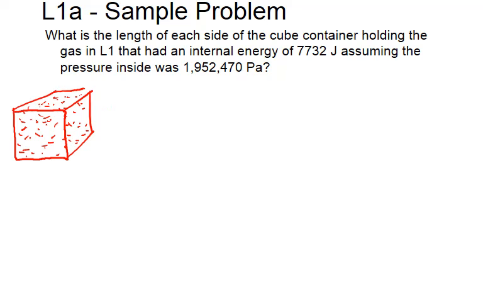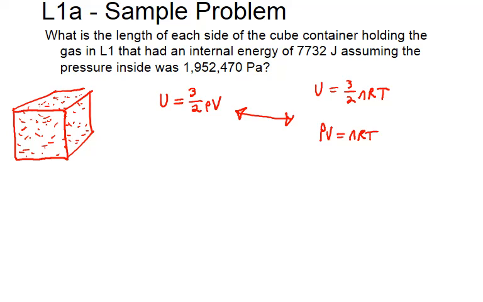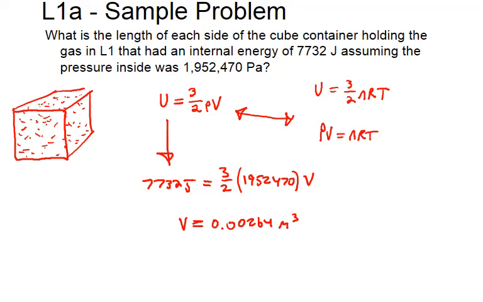Okay, so we've got our gas, 3/2 PV, and we can place our values in there. So we should get a volume of 0.00264 meters cubed, if that's the situation there. So if we look at the length, width, the height with that, we're dealing with 0.138 as the length of each side. So about 13.8 centimeters for each side.